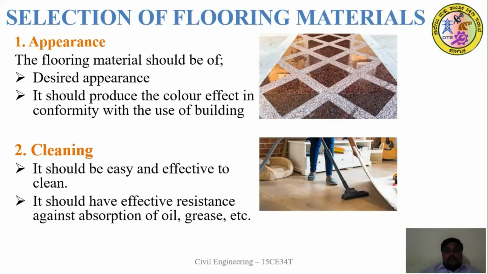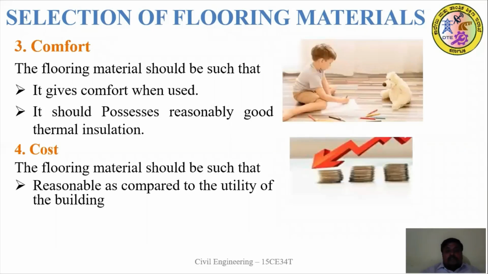Second one is cleaning. It should be very easy to clean and effective also. It should have effective resistance against the absorption of various types of materials like oil, grease, or any liquid items, etc. Third one, comfort. Always the flooring material we are going to use should give more comfort, and it should also possess thermal insulation. Next one is cost. That is a very important factor, we can say. Whatever material we select should be very economical when compared to the utility of the building.